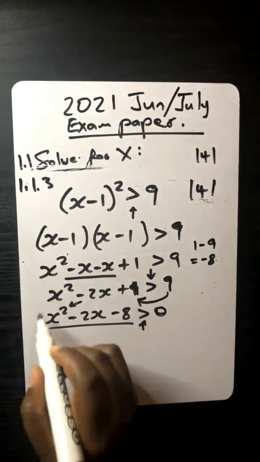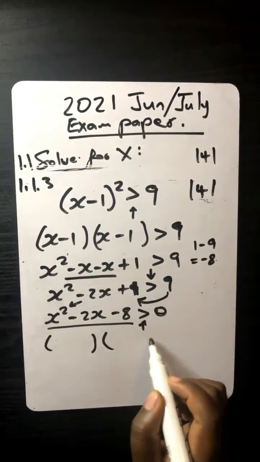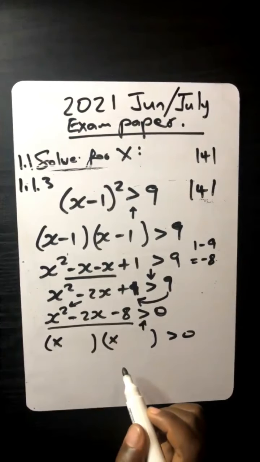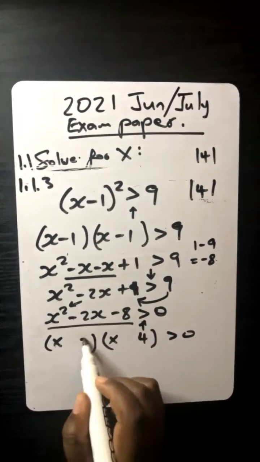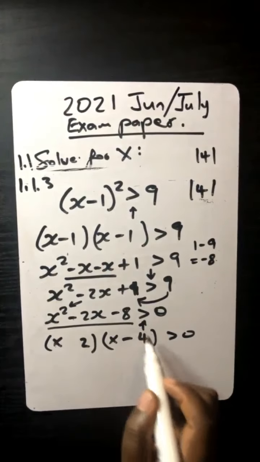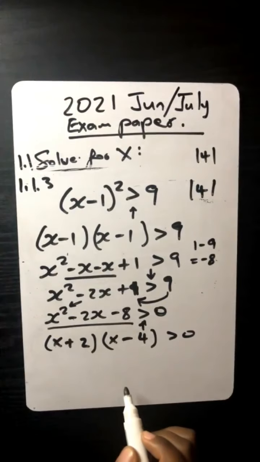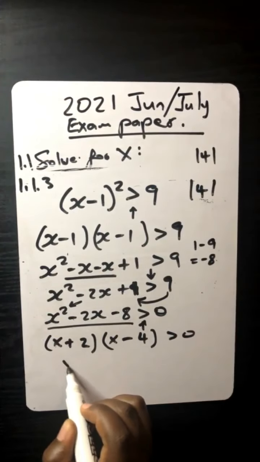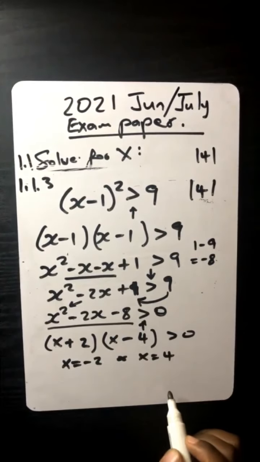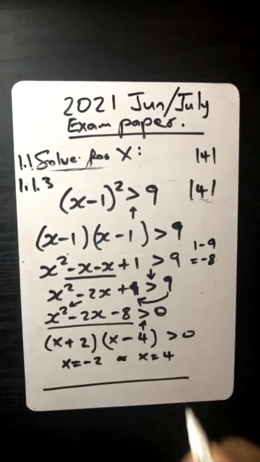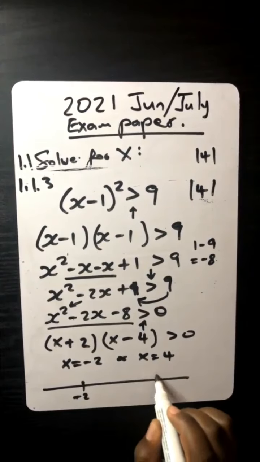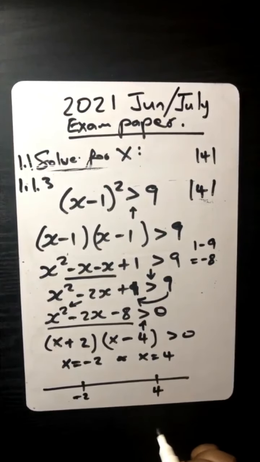Obviously, that's when you factorize the whole of that. I'm not sure if it's possible to factorize that, but I think it is. Let's see, I think it's 4 and 2. The bigger number takes the sign of the middle term, for that to be negative 8 if you multiply positive 2 and negative 4. So that means your critical values are x equals negative 2, or x equals positive 4. You therefore represent that on a number line. On this side, this is where you have negative 2. On the other side, that's where you have positive 4.